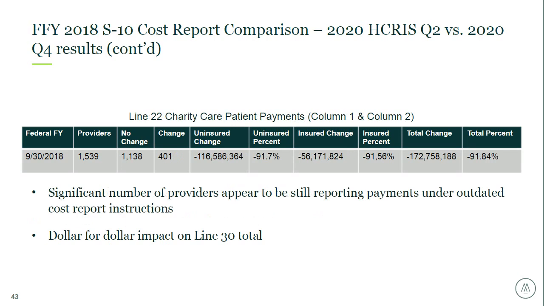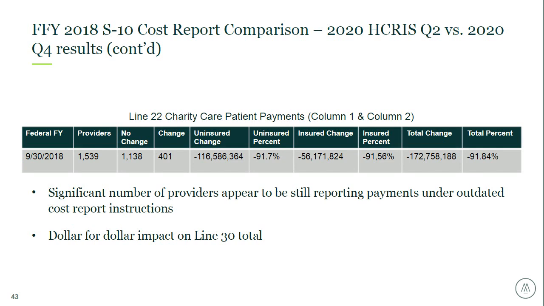This next slide represents the change in line 22 patient payments. As you can see, 401 had revised totals. While the dollar amounts were relatively small in comparison with total UC costs, there were dramatic decreases in patient payments, equating to over a 90% decrease for both uninsured and insured payments.